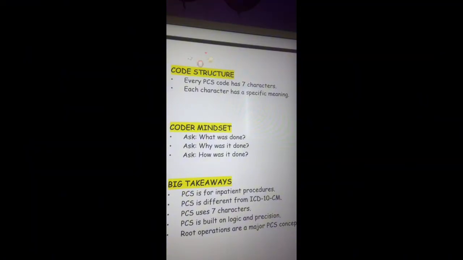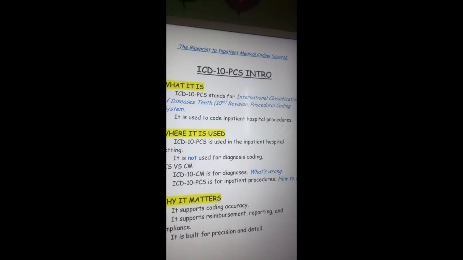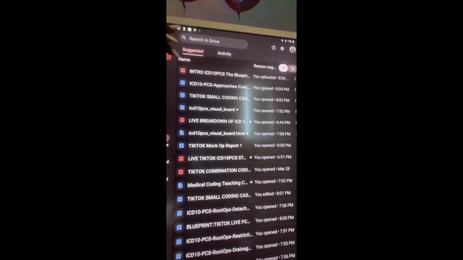I want to teach you guys the logic of the system little by little. Once we have that foundation, we'll start understanding the procedures in a much stronger way, okay? So if you remember anything that Coach went through tonight, remember this: ICD-10-PCS is inpatient. It's for inpatient procedures. It's built on structure, logic, and precision. Okay? Let me show you guys something else.